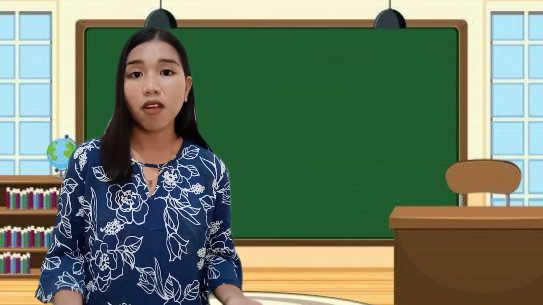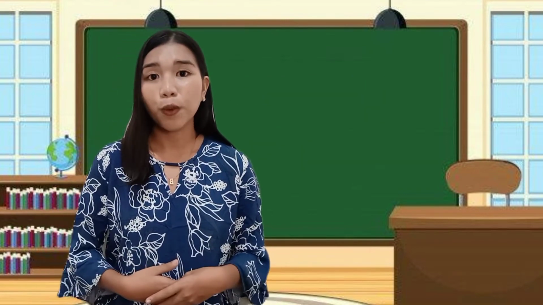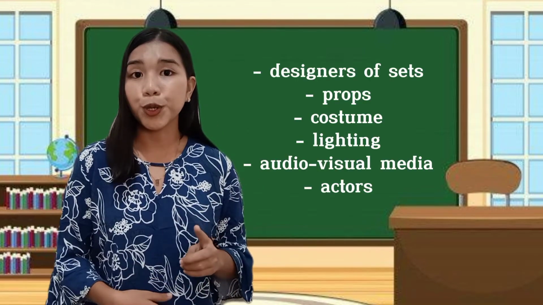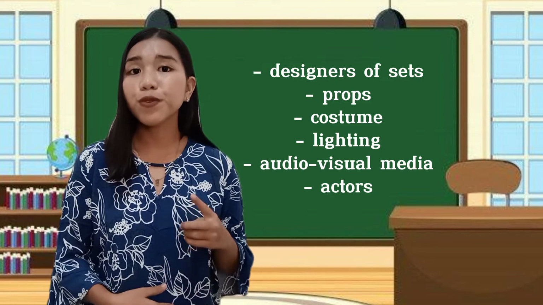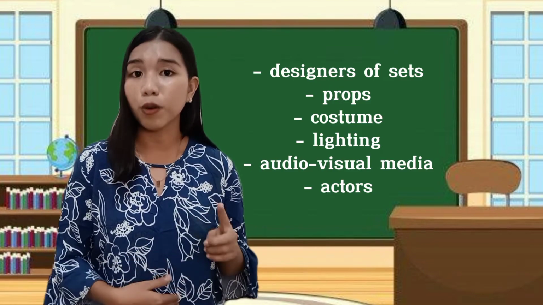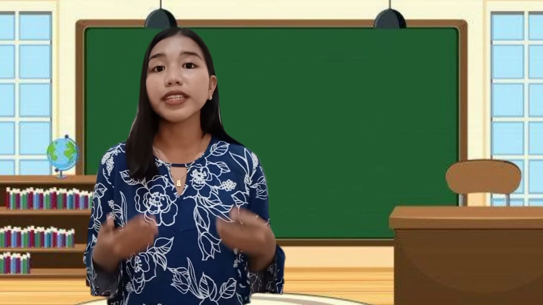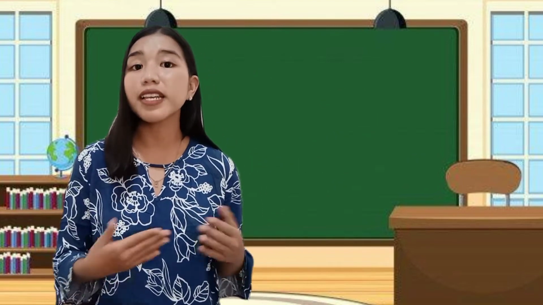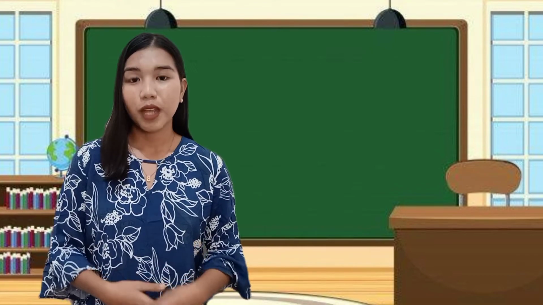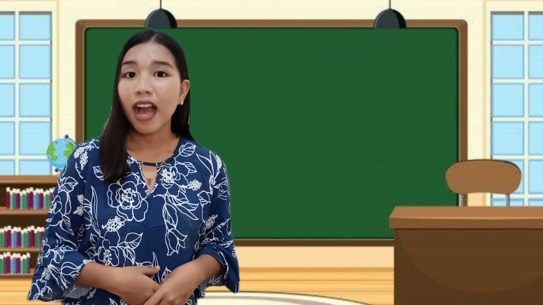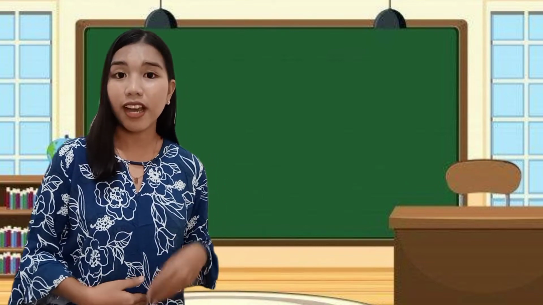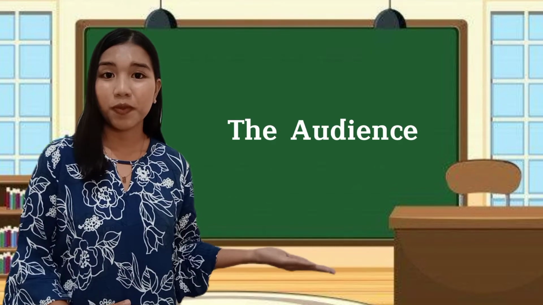As the performance starts, the director will know if the designers of sets, props, costume, lighting, and audiovisual media and the actors portray all their roles well. This is what the audience will witness as they sit in the theater and view the work. Okay class, now let us proceed to the fourth element, which is the audience.